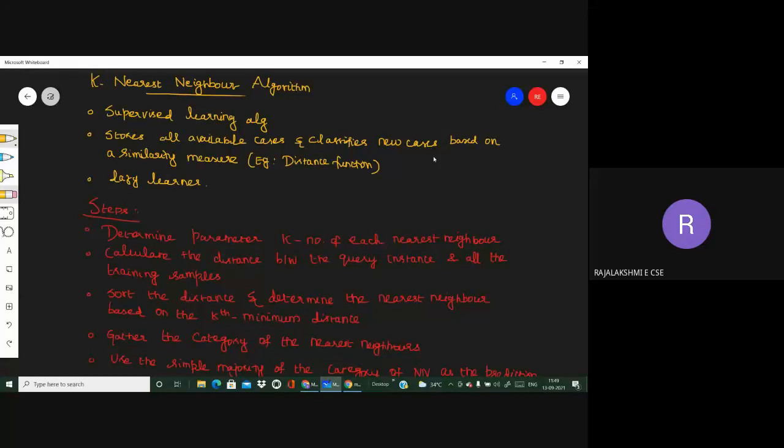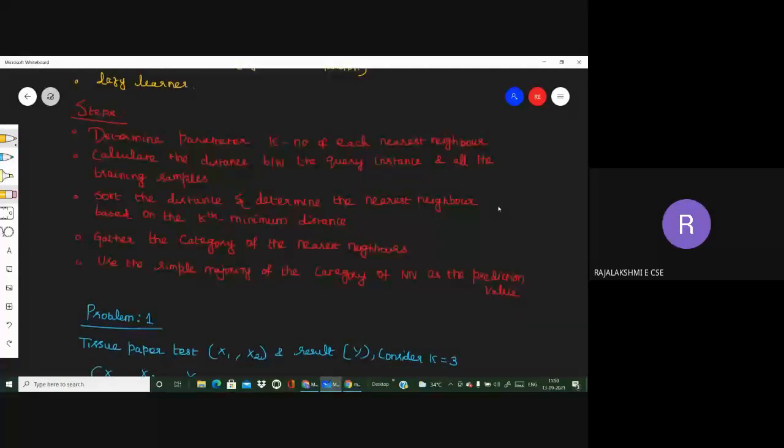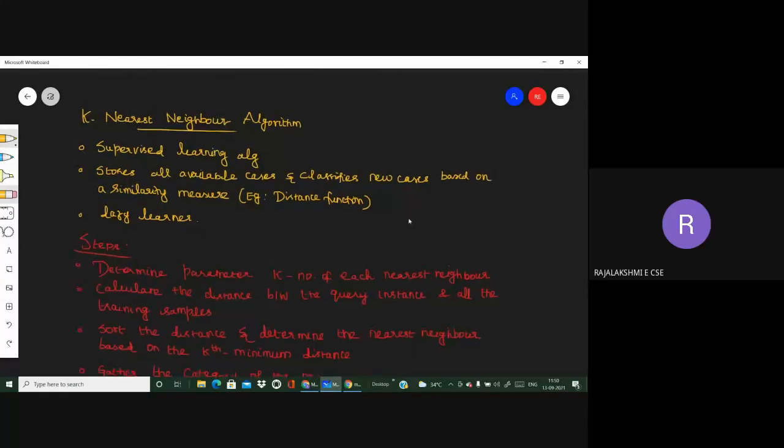So what we are going to do here is determine the parameter K. K is the number of samples to which we are going to compare our new sample. Then the distance is calculated between the training samples and the test data. According to the distance calculated, I sort the results and find out which value is nearer to my sample value. That will be taken as the result. This is what we do in the K nearest neighbor algorithm.